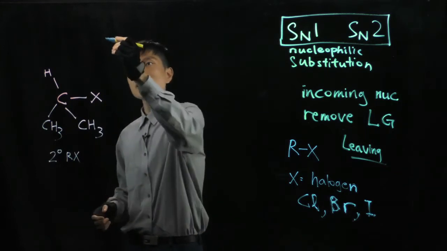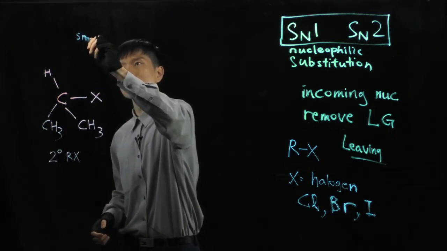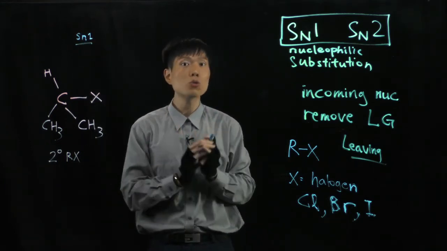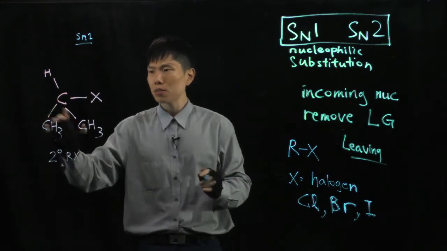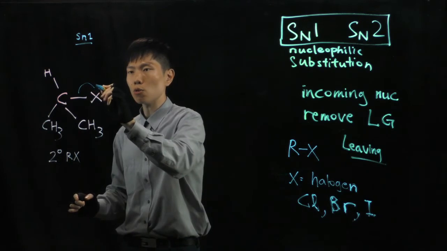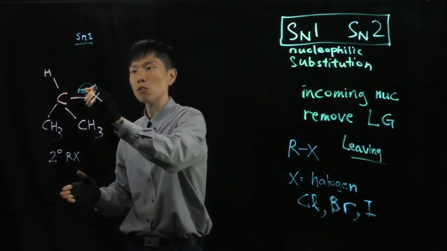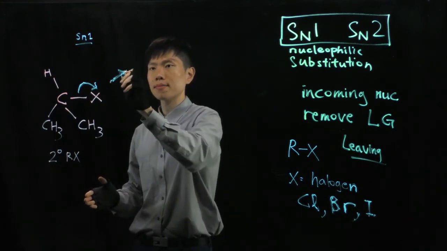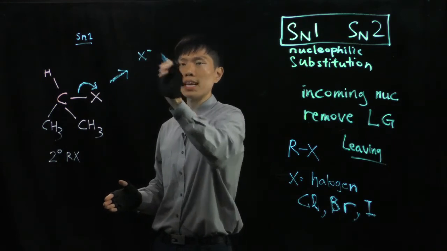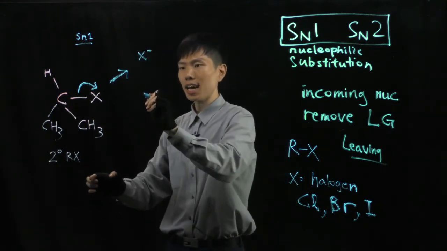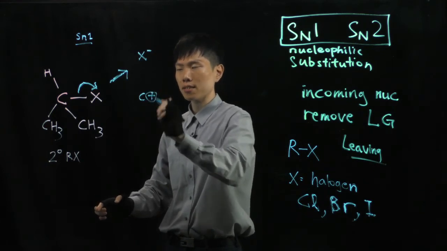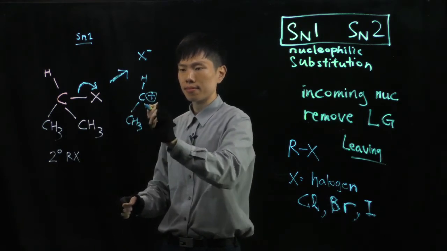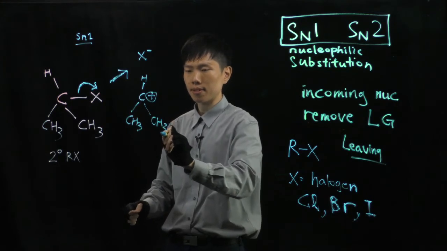Now first up, we have SN1. SN1 means in the first step, only one molecule reacts. So this is the main molecule. It will just self-dissociate the bond here. It will just cut off its own bond to form the leaving group X minus and a carbocation, a C plus with the rest of the bonds intact. Right?